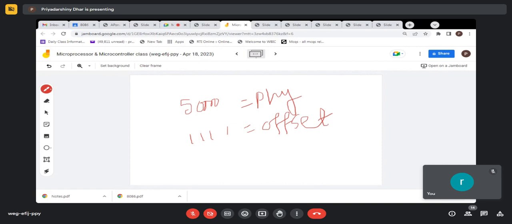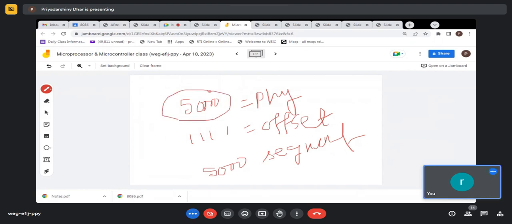Ma'am, 5000 is there. 5,000 is our segment address. Okay. This is our segment address. Clear up to this one? Segment address we can find out from physical address. Now upper 16 bits of physical address indicate the segment address.